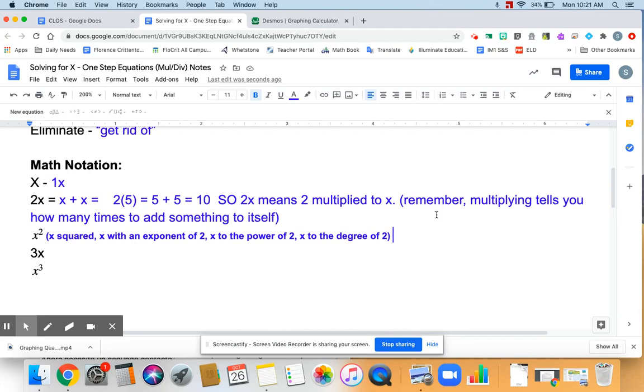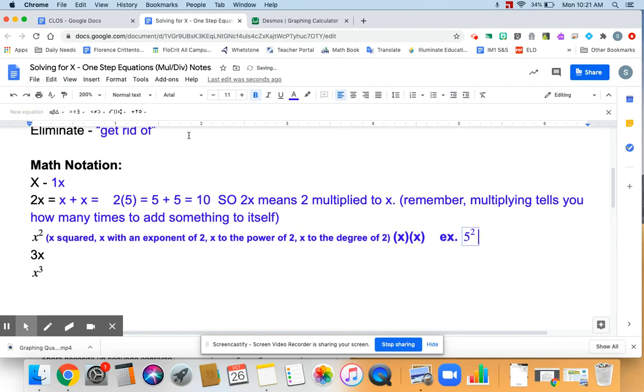But no matter how we say it, what it means is that it's an x multiplied to another x. Exponents tell you how many times you multiply something to itself. For example, let's say x was a 5 again. So I have 5 being squared. Well, that means I have 5 multiplied to 5, and 5 times 5 is 25.